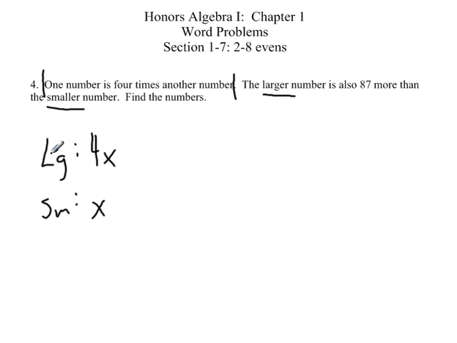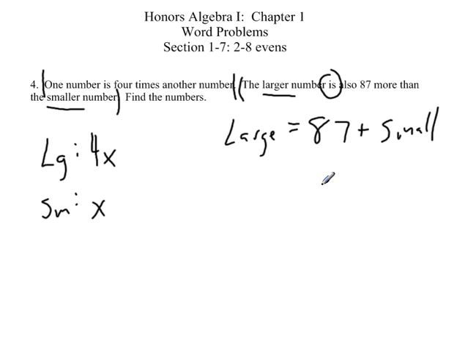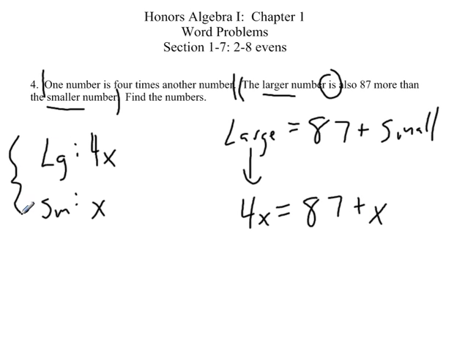So now I'm going to utilize my large and small settings here to take care of the larger number being 87 more than the smaller number. So the large number equals 87 more than the smaller one. In place of large, I'm going to put my 4x right here. So 4x equals 87 plus, and instead of small, I'm going to put x from where I started setting my problem up right here.